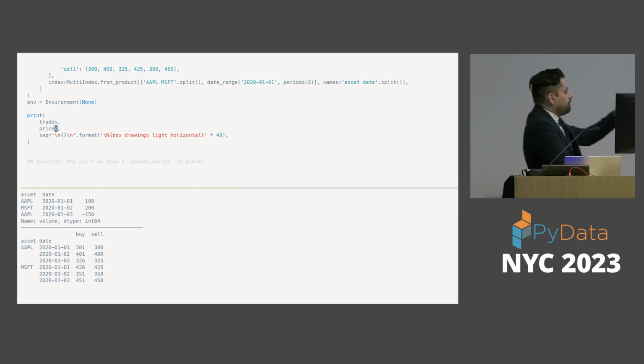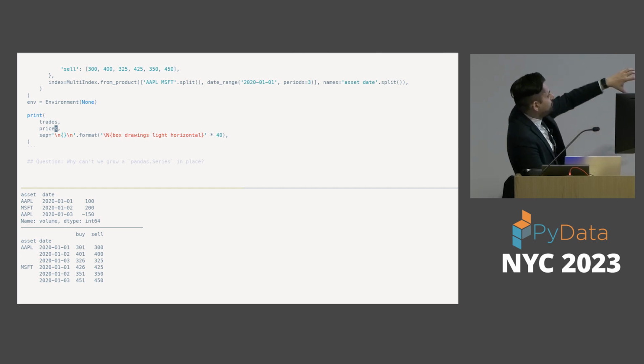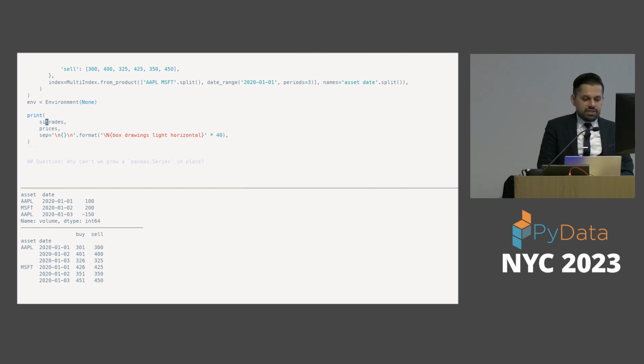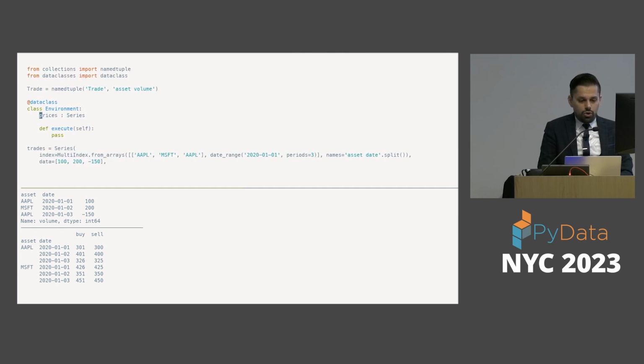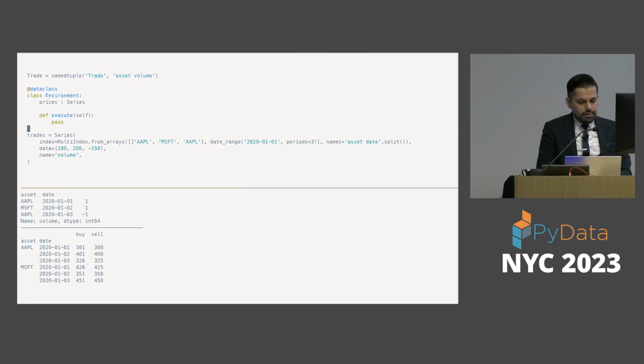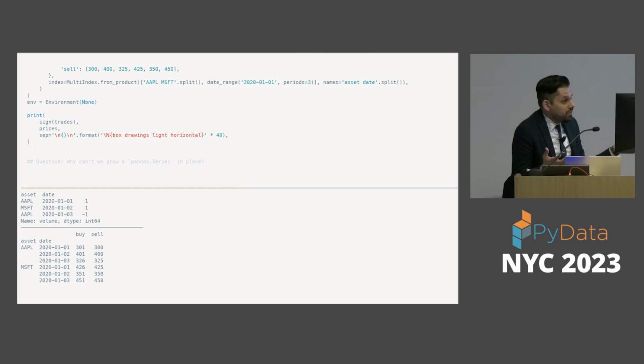Well, what we want to do is figure out what the price is for each one of these trades, which is relatively straightforward because we just need to figure out what the direction of these trades are. So we'll take our trades and we'll just get the sign of these trades. That'll give us whether this thing is a positive or a negative, right? If it's a positive, then it means that we bought it. If it's a negative, that means that we sold it.